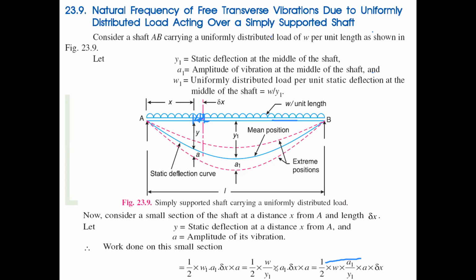Now simplifying the equation, that is 1 by 2 into w by y1. w1 is also written as w by y1, so w by y1 into a1 into delta x into a. Again, we may also simplify that: 1 by 2 into w into a1 by y1.